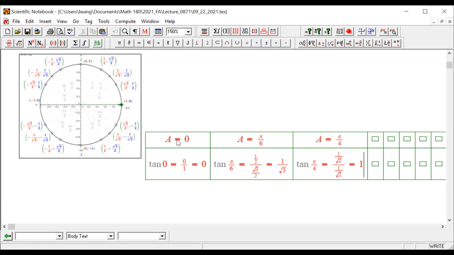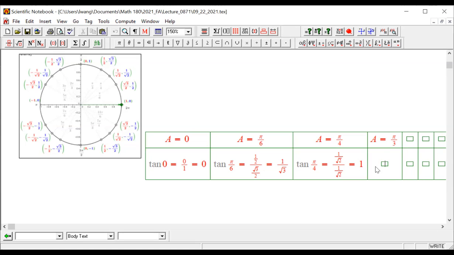So 0 can be the input because for each input there's a unique output. 0 can be input, pi over 6 can be input, 30 degrees can be input, and everything in between is okay. Do you guys follow me? And the last one I recommended is pi over 3. That's 60 degrees.